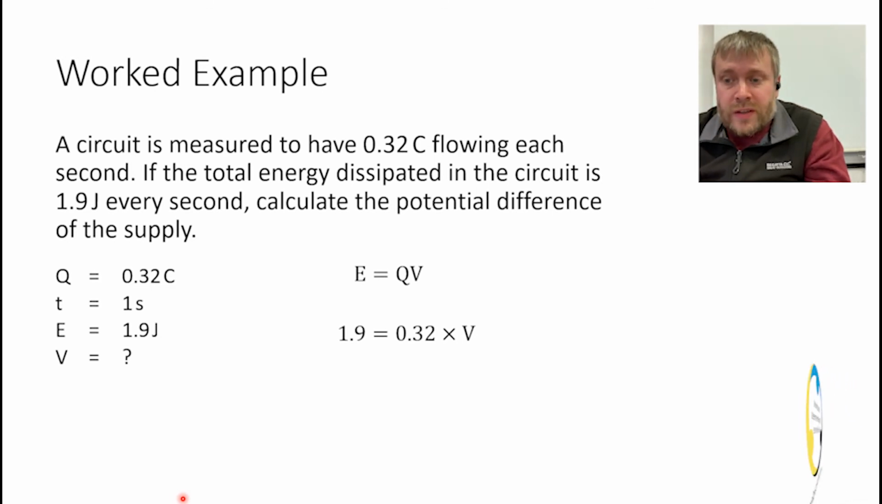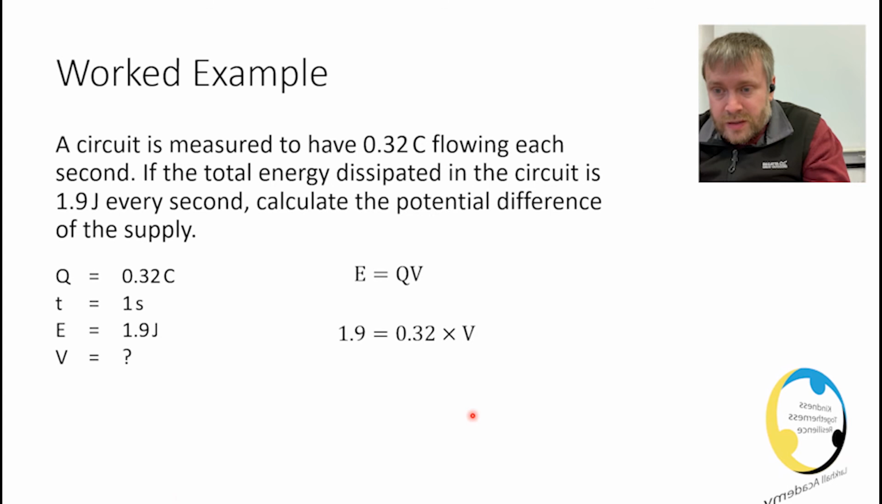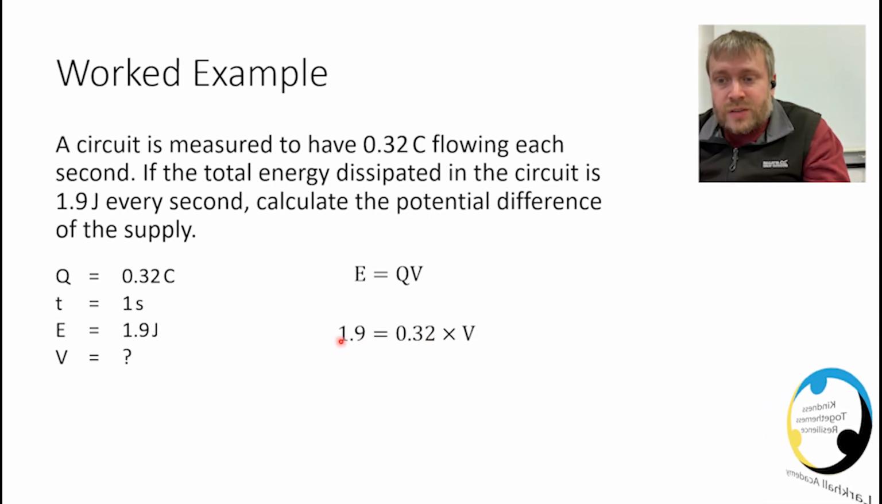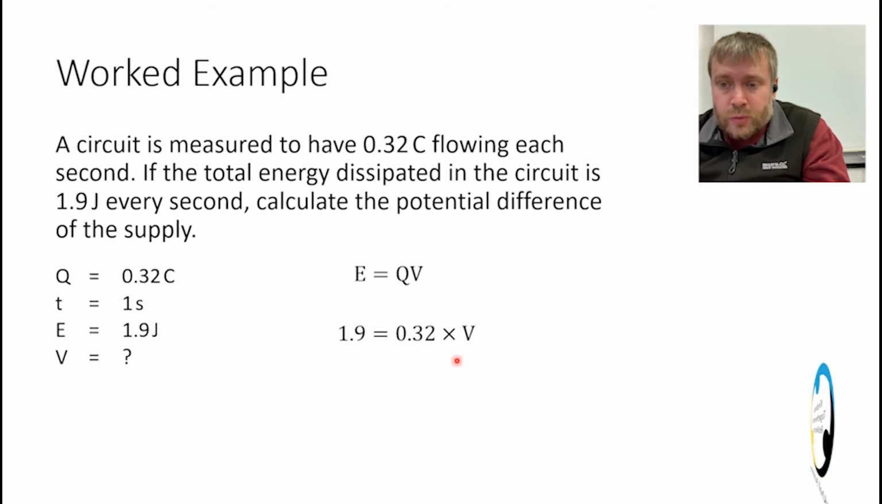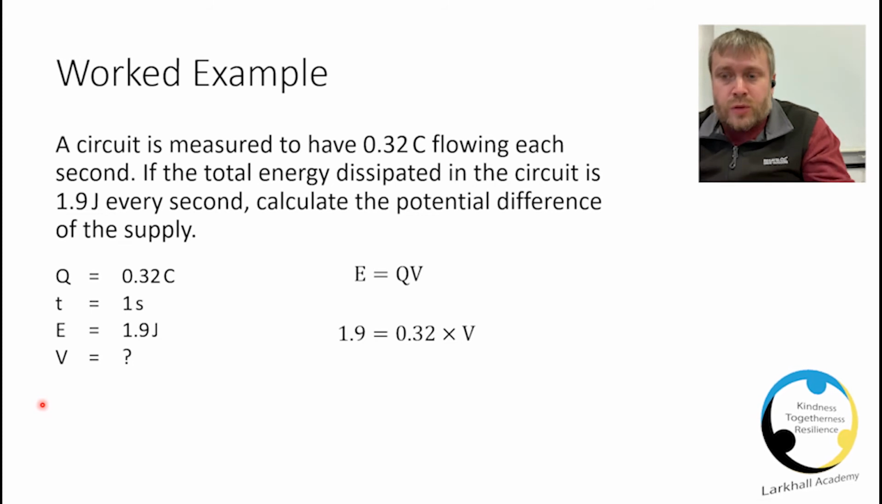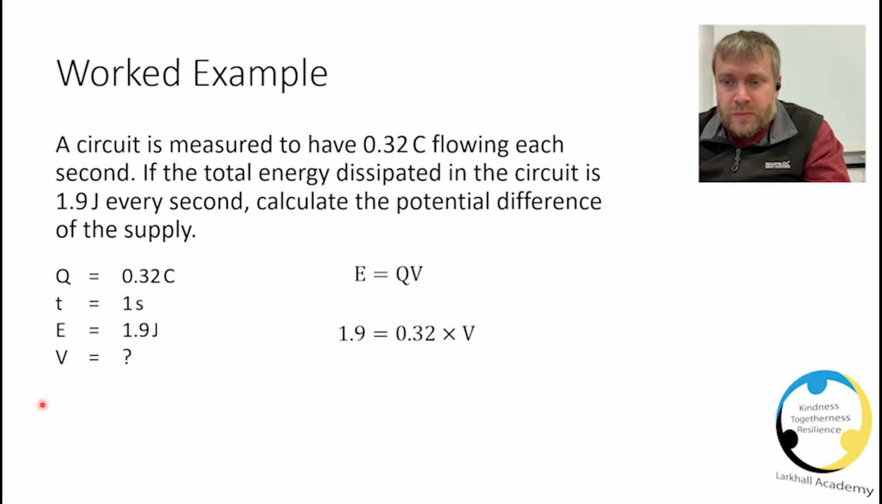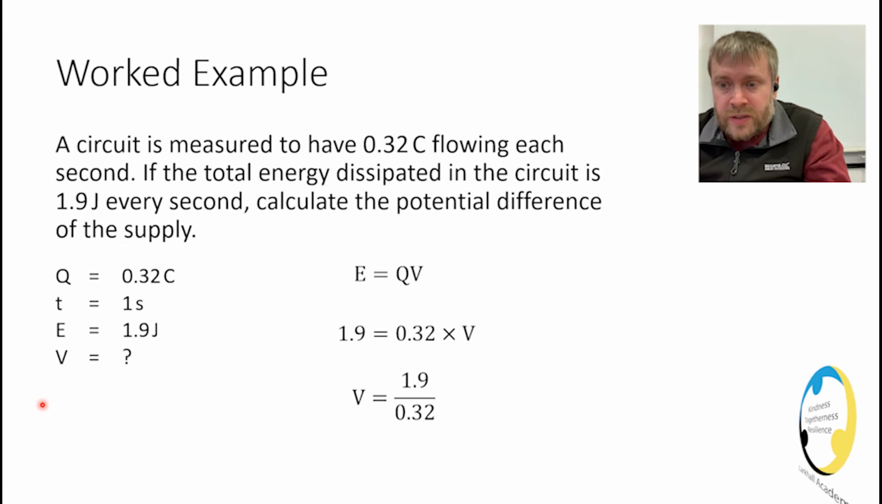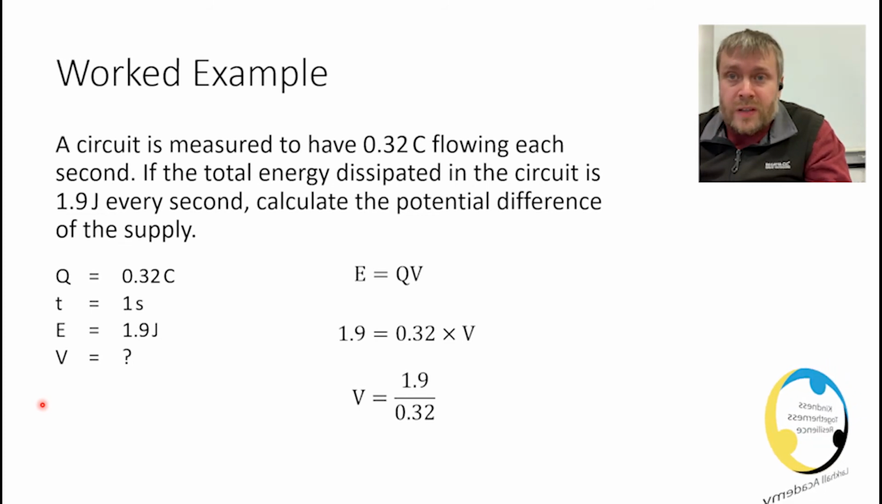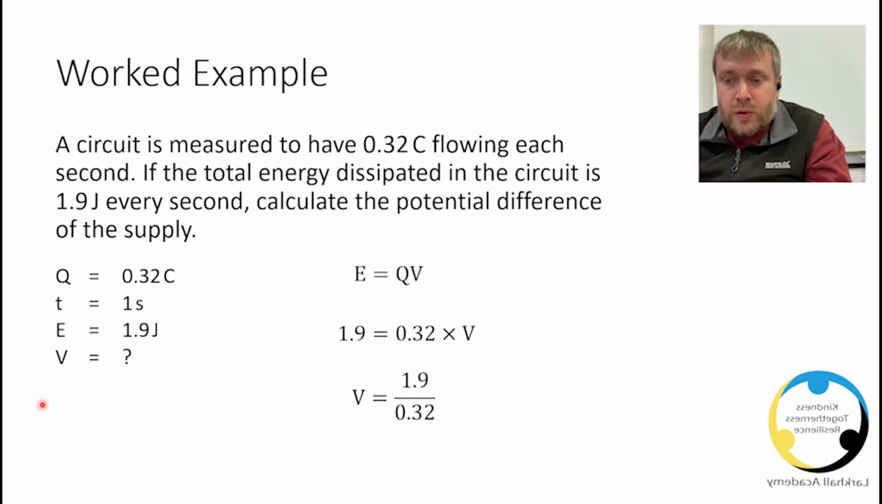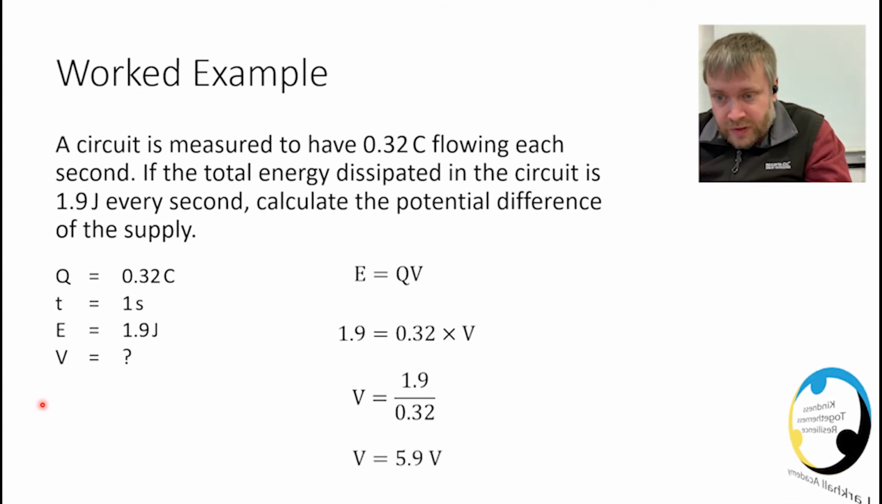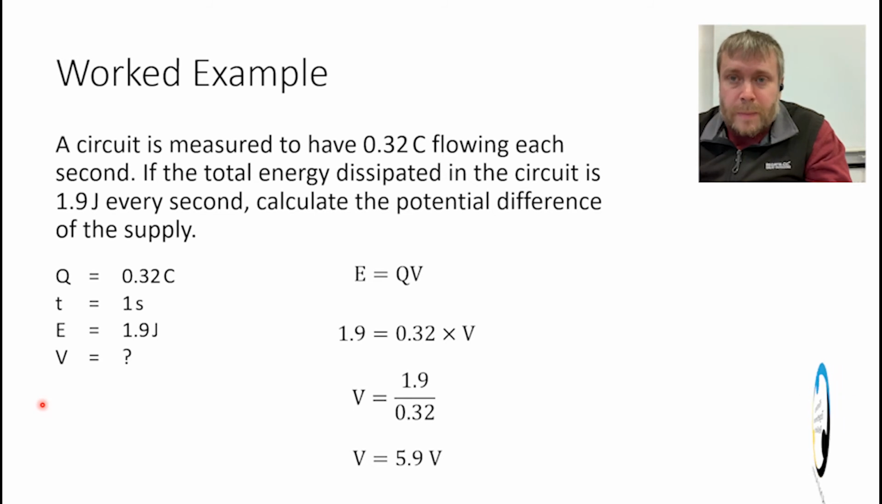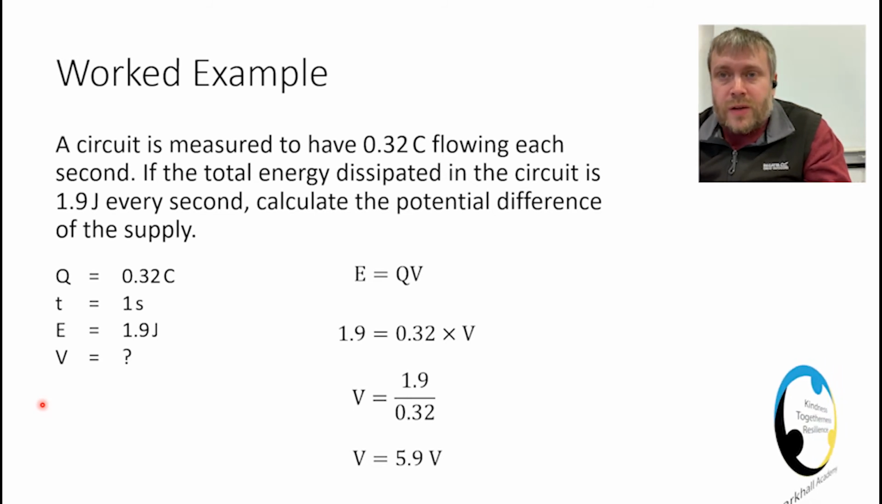Now we need to do a little bit of rearrangement here. So all I'm going to do is take 0.32 over to the other side, and because it's coming over to the other side, it needs to become a divide. It's the opposite sign, remember. So when I bring it over here, it becomes 1.9 divided by 0.32. I'm just going to reshuffle that a little bit so I've got my V on the left hand side. I'll end up with V equals 1.9 divided by 0.32. And of course, I then write down my final answer with units. V is equal to 5.9 volts. So that's my potential difference of 5.9 volts.